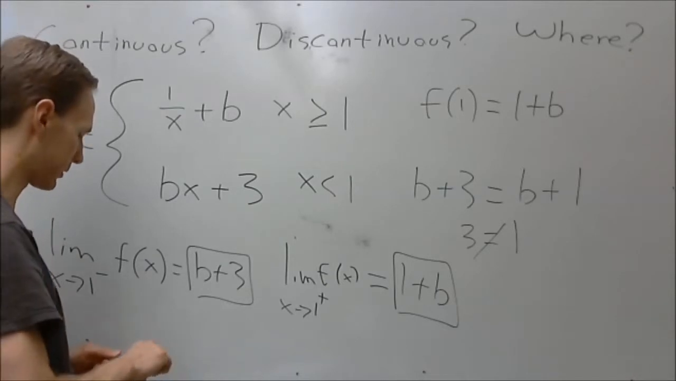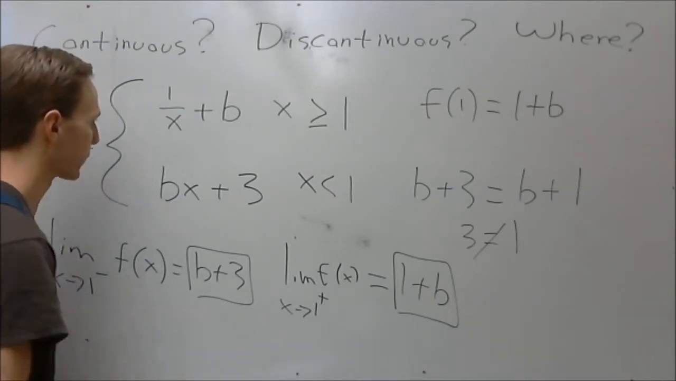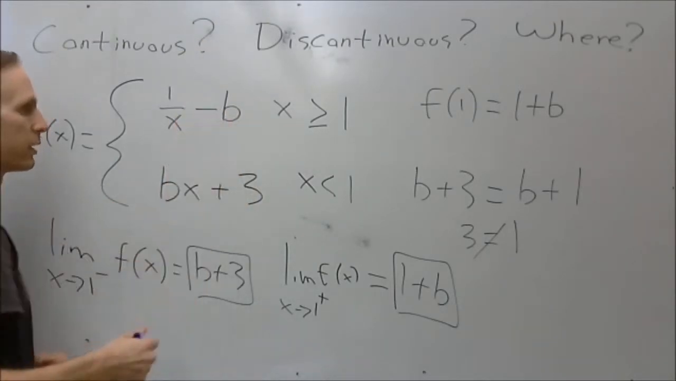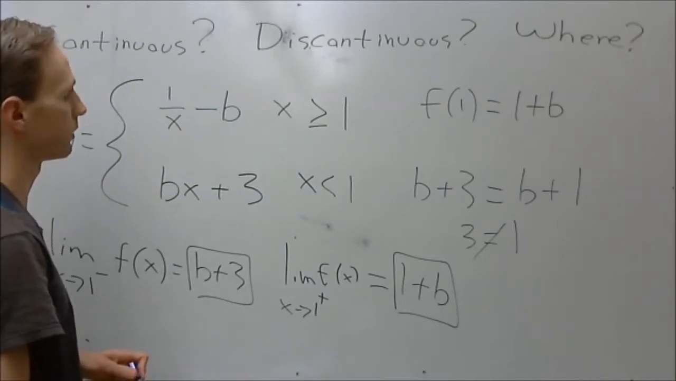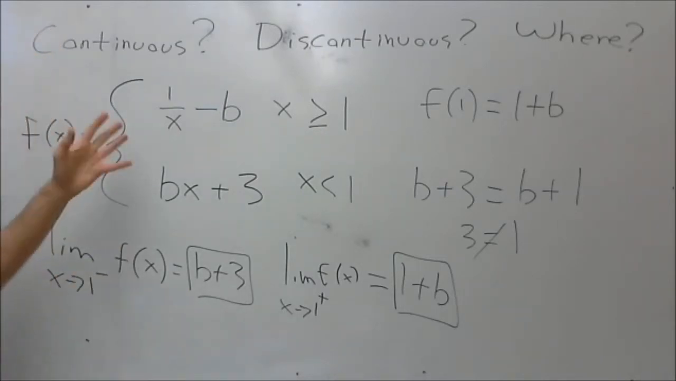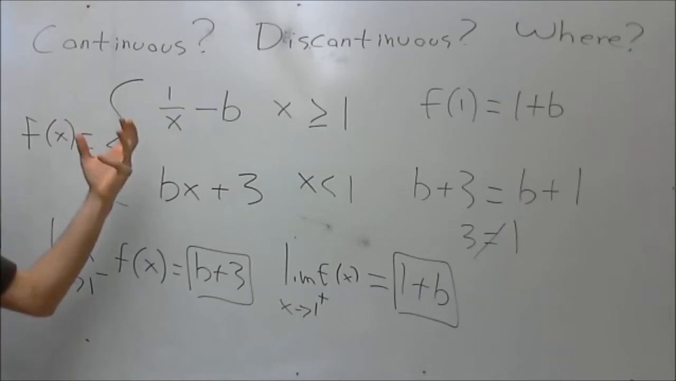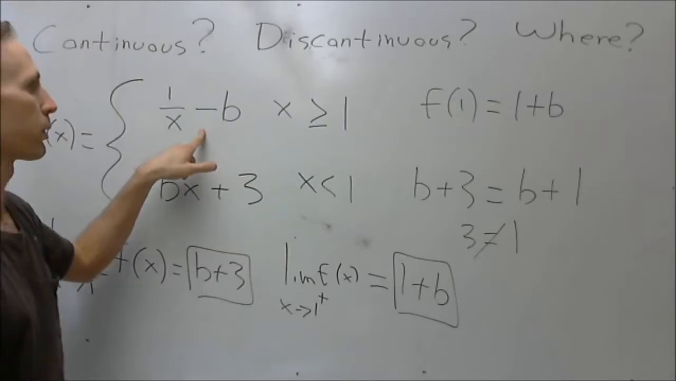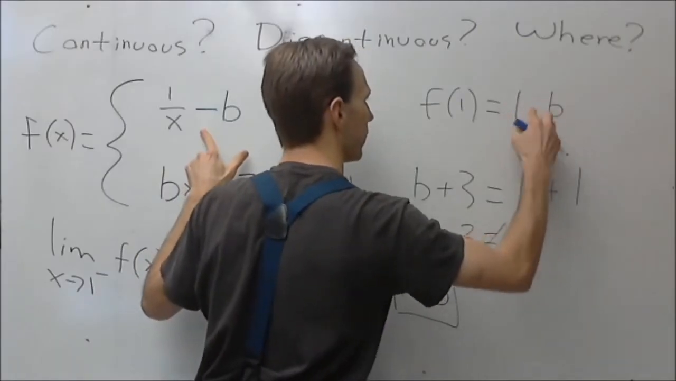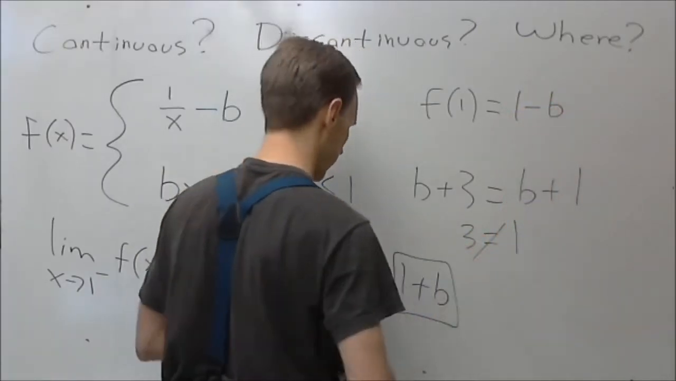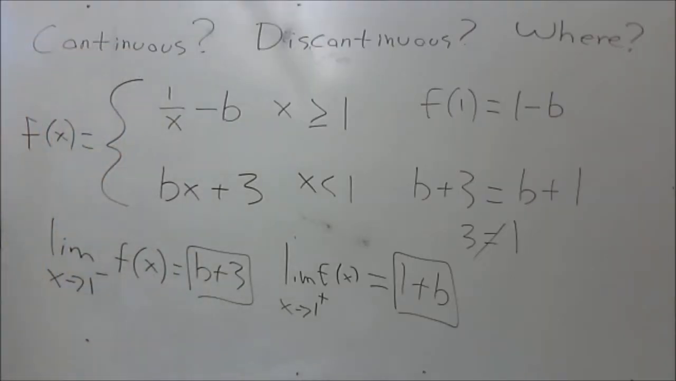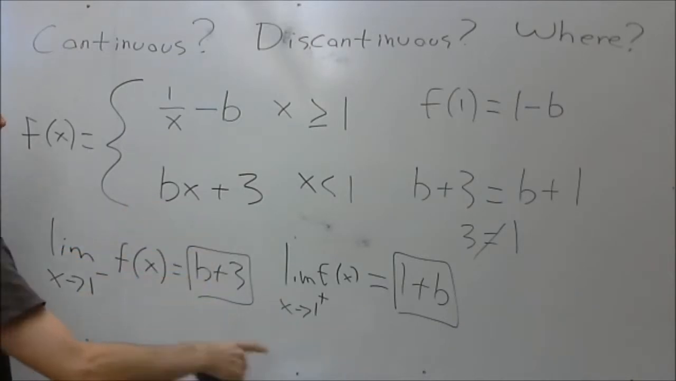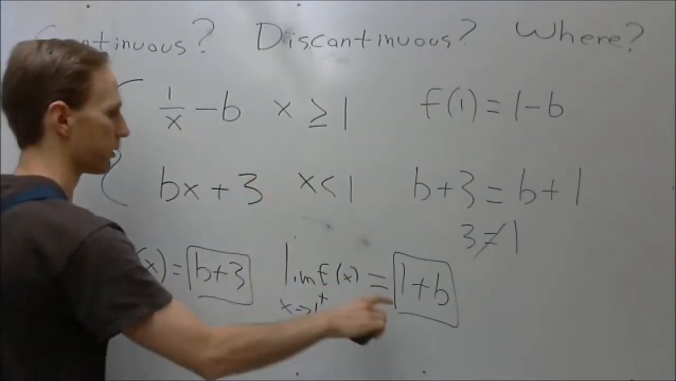But just like the last time, if I change this function from an x plus b to an x minus b, then we'll see that it's going to have an answer. So same thing, determine the value of b that makes this function continuous. First, make sure that f of 1 exists. And it does, plug it in, and you'll get f of 1 is 1 minus b. And then you go to evaluate the limits. The left-handed limit is still going to be b plus 3. But the right-handed limit now is going to be 1 minus b.